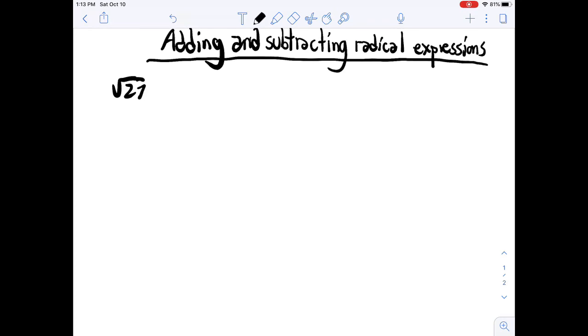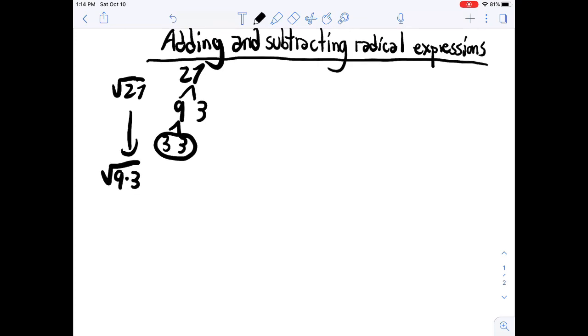We find the hidden square factors that are in 27. If we were to draw a tree diagram, 27 is 9 times 3, and 9 is 3 times 3. We have 9 as the hidden perfect square factor. So this is the same as the square root of 9 times 3. And then from here, the square root of 9 is 3, times the square root of 3. And this is a mixed radical.